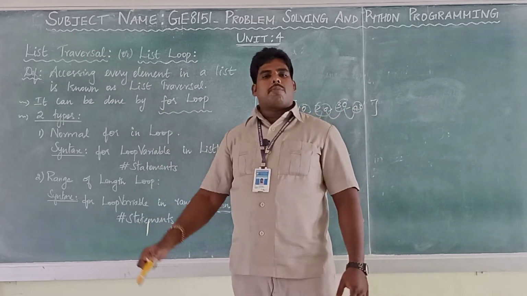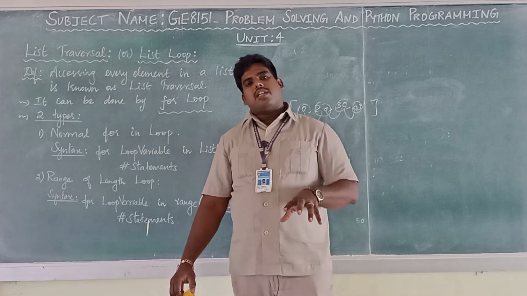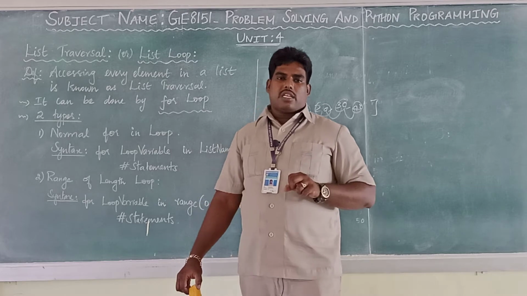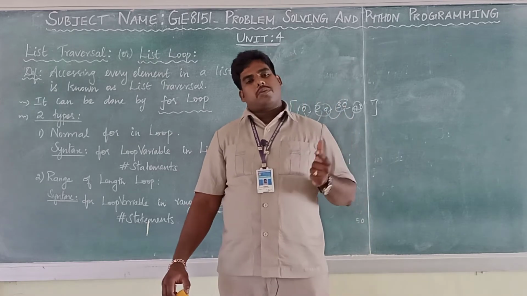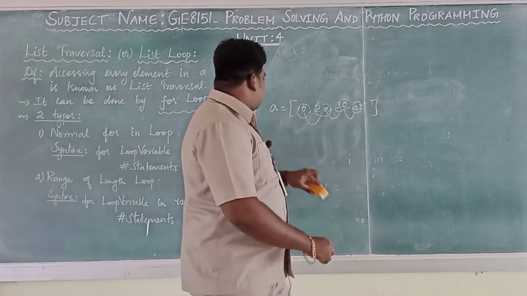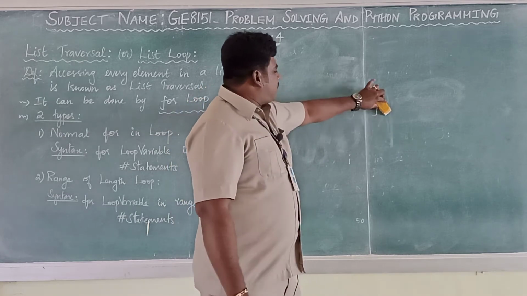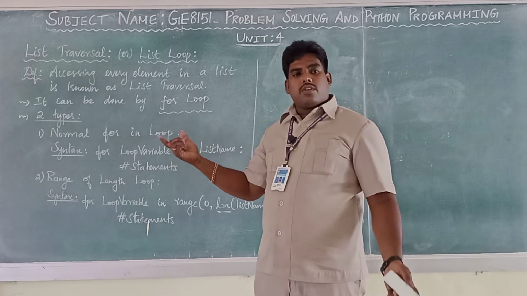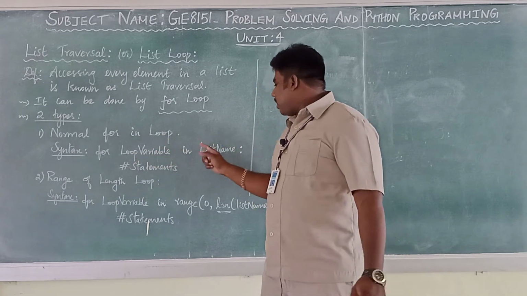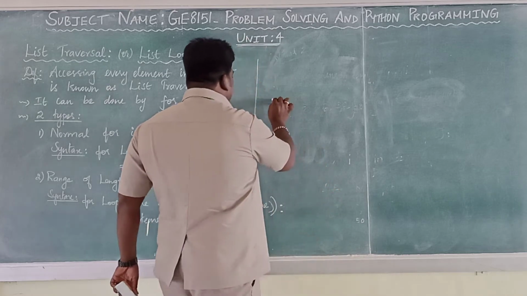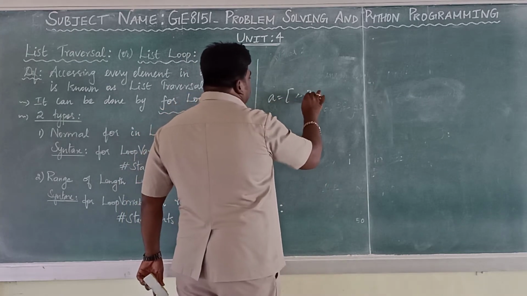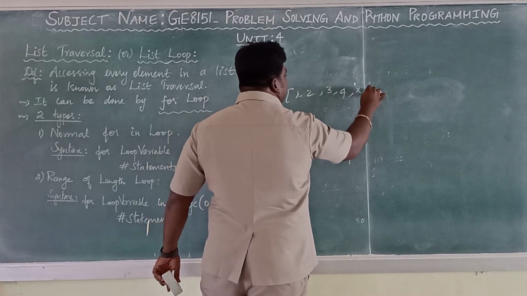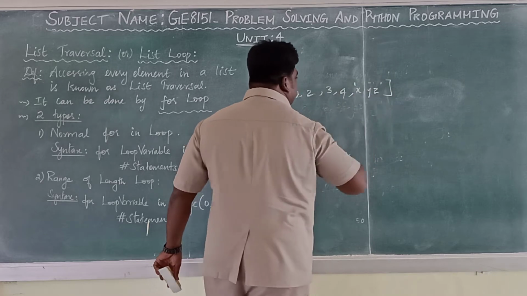It can be done with the help of a for loop. Mainly in Python, the for loop is utilized for accessing the elements in sequence data types like list, string, and tuples. There are two ways we can access them. The first method is the normal for loop syntax: for variable in list name. For example, a equal to 1, 2, 3, 4, comma x y z, like that one list is there.